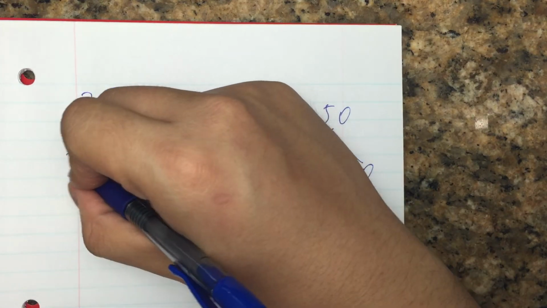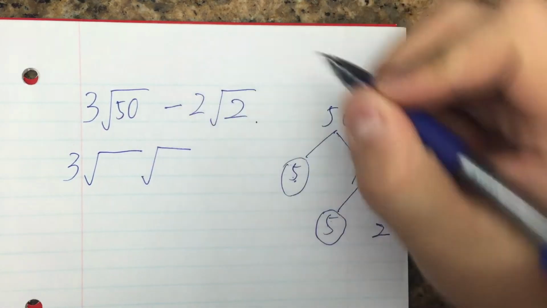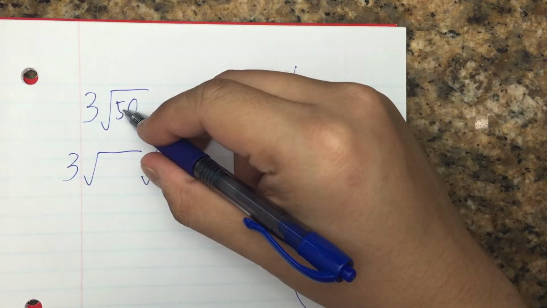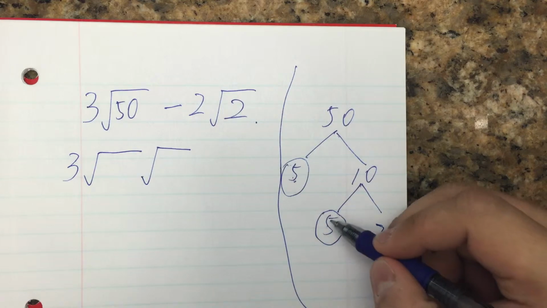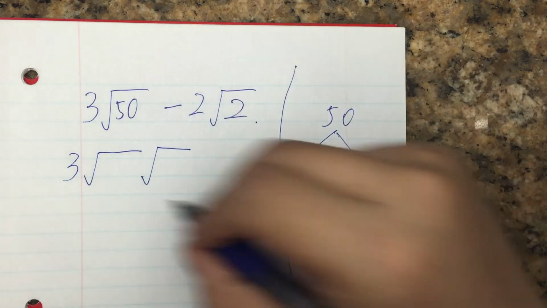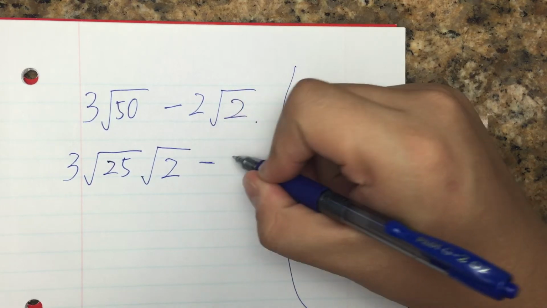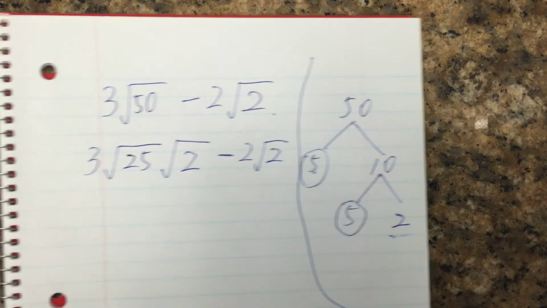The way I do this question, I bring the 3 down first in front. The thing I split, I put into 2 square roots. The first one, I will put the product of the repeating number, 5 times 5, 25. The second, we still have the remaining 2. Now the first radical is done. I have minus 2 radical 2, just bring it down.